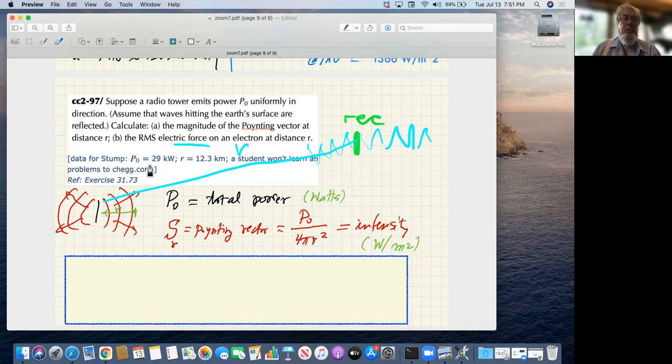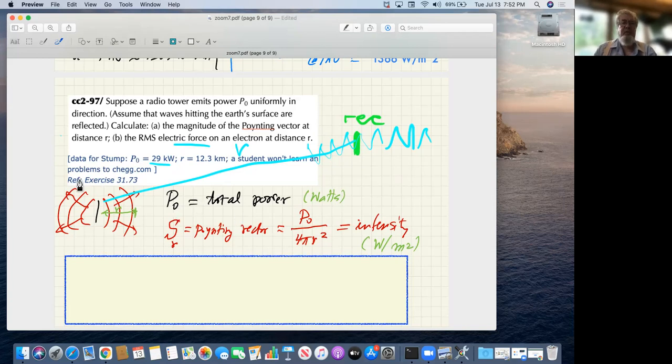Now, let's say the power is 29 kilowatts. So I don't know, maybe this is WKAR, WKAR emitting 29 kilowatts of power. And you're 12 kilometers away, you're listening to WKAR. What's the pointing vector that your radio is picking up? And how large of an electric force does that correspond to? What size of electric force is that producing to create the reception?